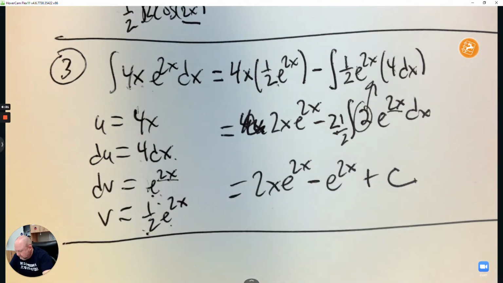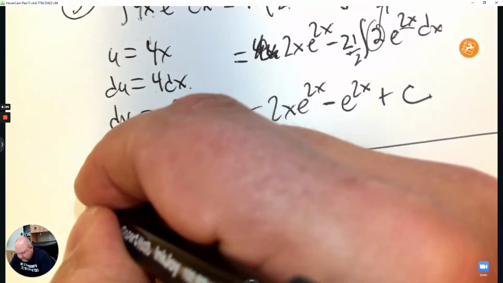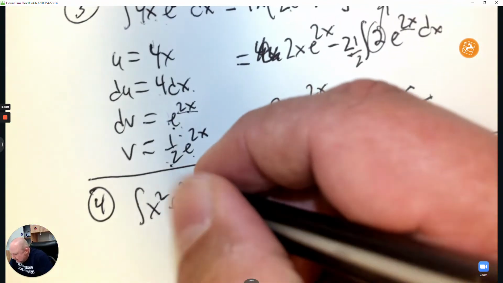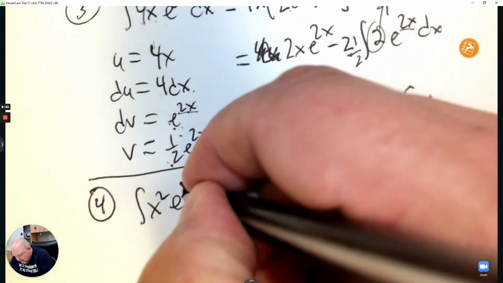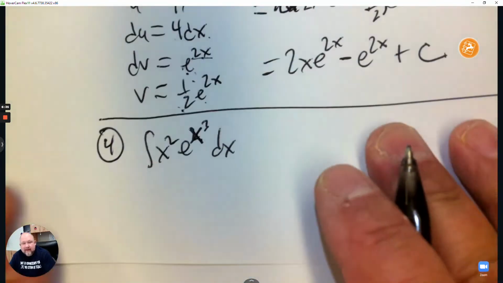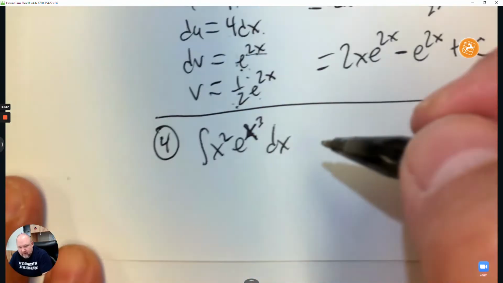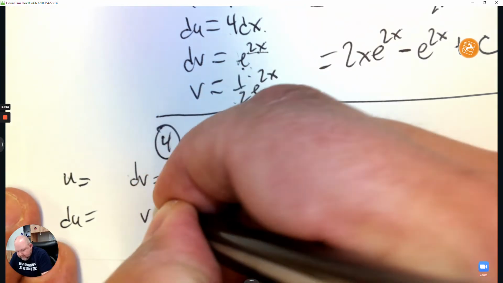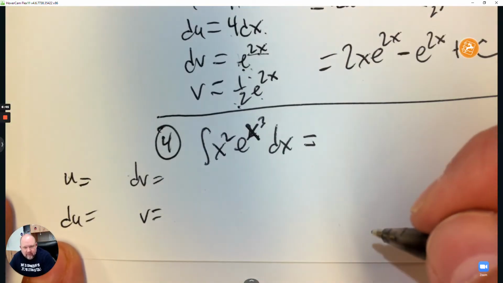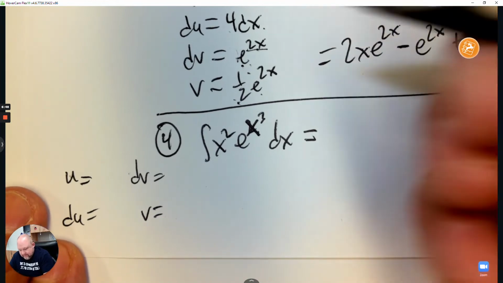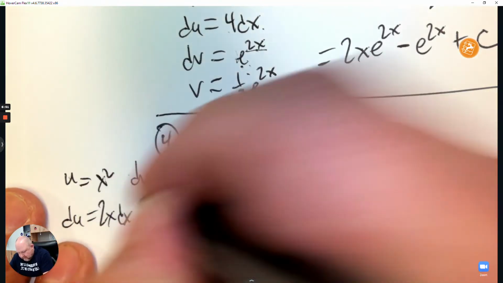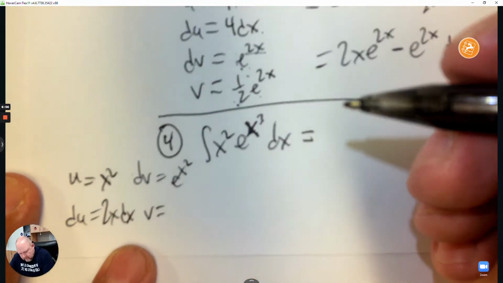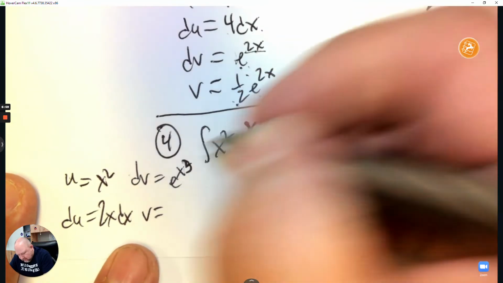Number 4. I hope I have room. We're integrating x squared e to the x, x cubed by parts. So these are the parts I'm going to do way off here. U, du, dv, v. Can you do that? And then we'll come back here and use it in the formula. So that's x squared, 2x dx, e to the x squared, x cubed, e to the x cubed.